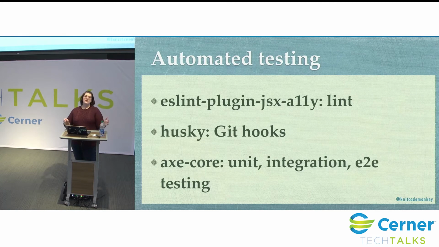Now, manual testing takes time. But there are ways that you can actually automate a lot of this. You can start with a linter. Now, I did put in ESLint plugin JSX A11Y, specifically because it's for React. But this is included in a lot of different linters. So for instance, if you're using the Airbnb linter, you've already got this. If you created your app with Create React App, you've already got this.